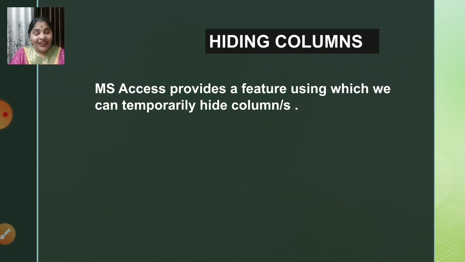So next is hiding columns. Now hiding means children, you are not deleting the particular column, okay? You are hiding it for some time. Like n number of columns you are having with different headings, right? Columns are nothing but the fields, right children? So if you have n number of fields, sometimes it will be very difficult to work with such huge data. So for some time, if you want only 2 to 3 fields, the other fields you can hide.